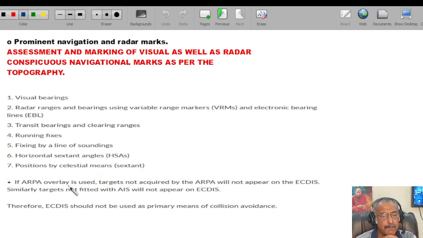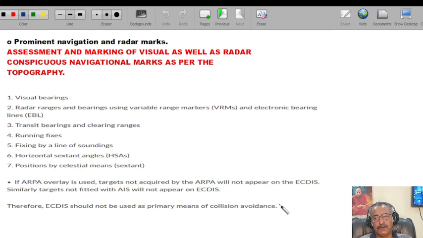And if ARPA overlay is used, targets not acquired by ARPA will not appear on the ECDIS. Similarly, targets not fitted with AIS will not appear on the ECDIS. I hope you guys know that. Therefore, ECDIS should not be used as the primary means of CAS.